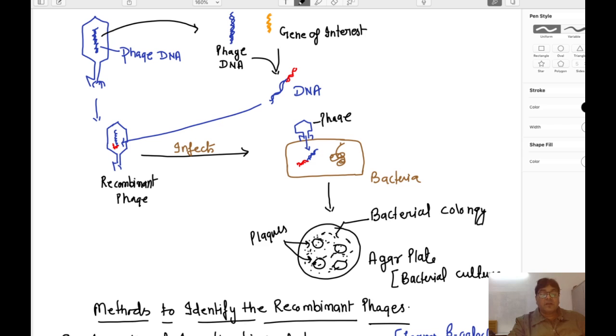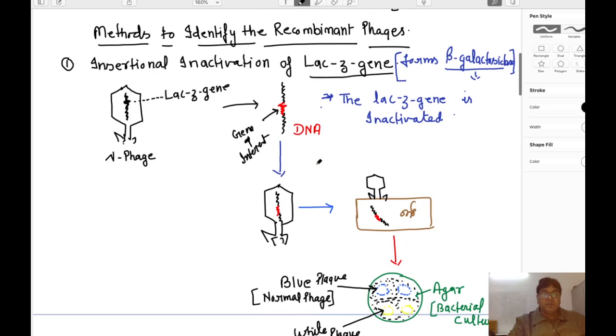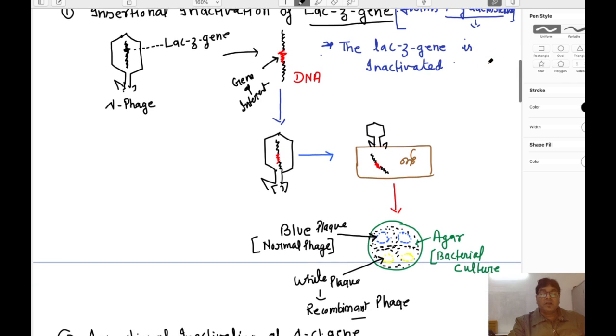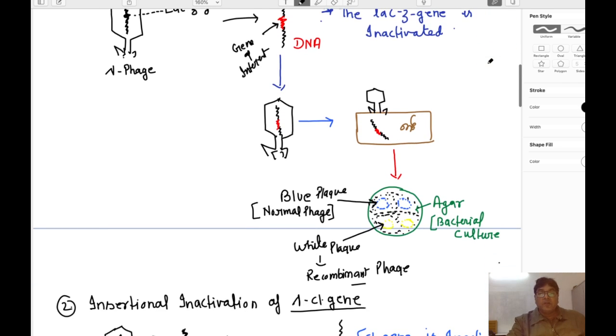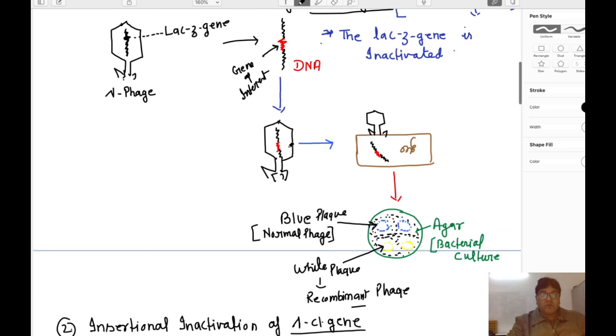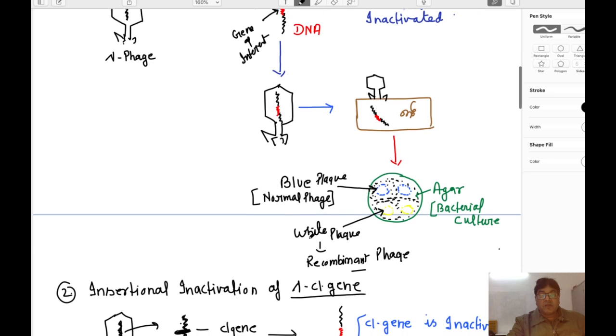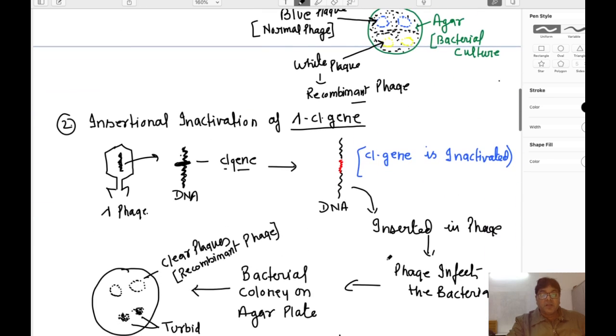These plaques can be identified as recombinants or non-recombinants by using different methods. For example, the first method: we know all the phages have a DNA which has the lacZ gene. If we disturb this lacZ gene, then the beta galactosidase will not be formed, and the color will change into blue. So in the bacterial colony, the blue ones are the normal or non-recombinant phages, and the white ones are the recombinant phages.